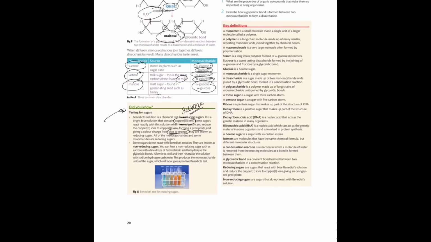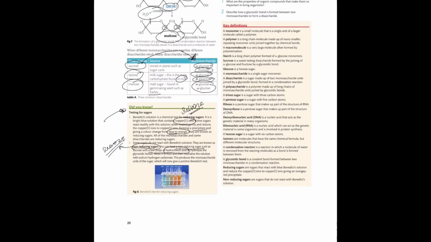All the monosaccharides and some disaccharides are reducing sugars. Some sugars do not react with Benedict's solution. They are known as non-reducing sugars. So sucrose would be a non-reducing sugar. To confirm that it is sucrose that is present, you would take the non-reducing sugar and add a few drops of HCl, hydrochloric acid, and that will hydrolyze the glycosidic bond. Once it hydrolyzes the bond, you will have the production of alpha glucose and fructose.